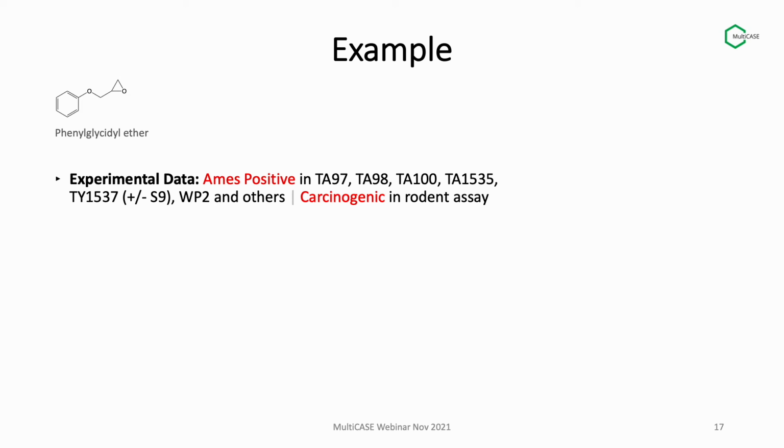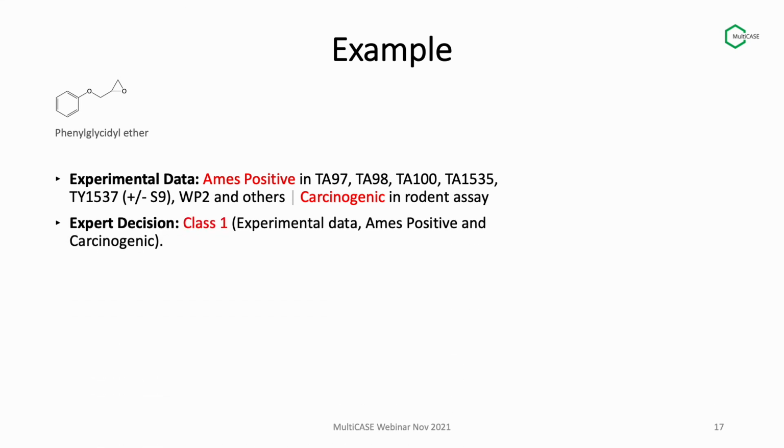We have a mutagenicity database and a carcinogenicity database, which not only give us the experimental outcome, but also tell us what kind of strains are used, and the experimental conditions too. So we have experimental data for this compound, and that's why we can immediately reach a decision. It's a class 1 compound because it is known mutagenic and known carcinogenic based on experimental data.